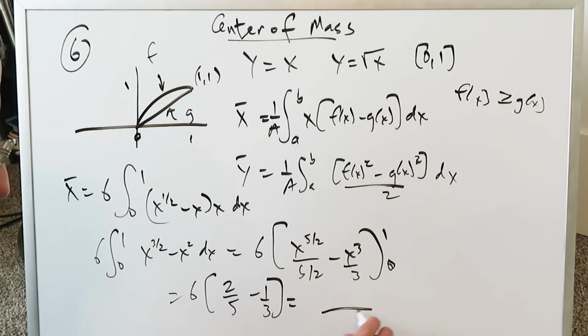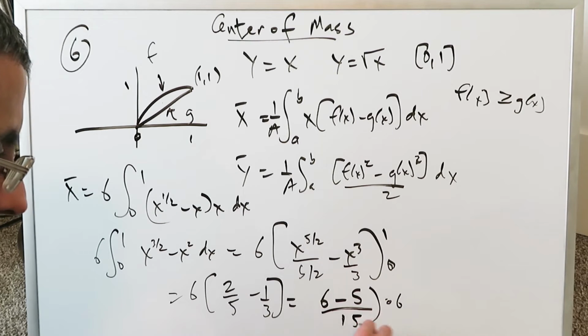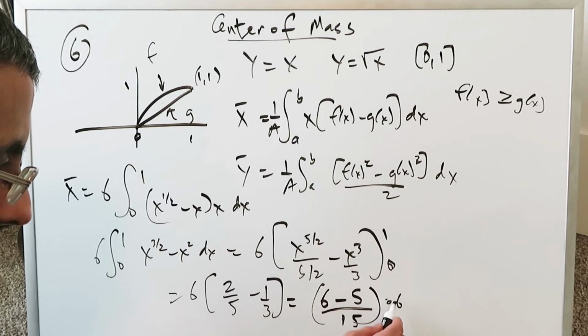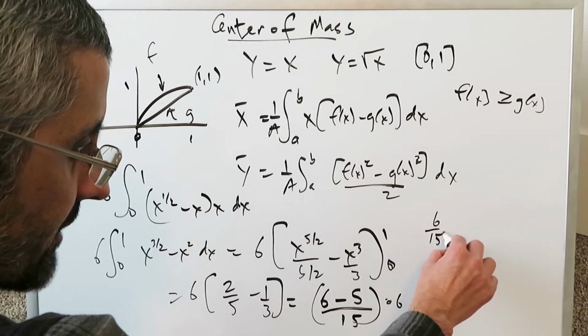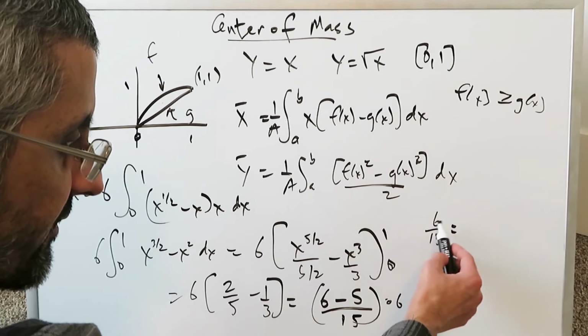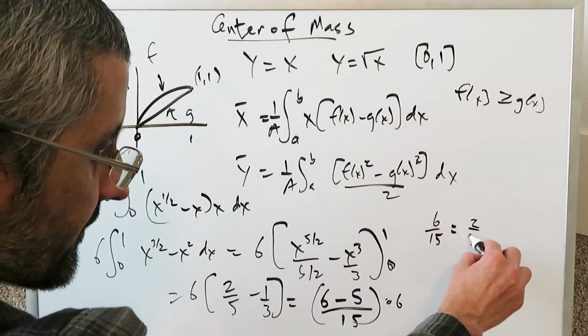That's what you really have. We have to do this. Common denominator is 15. 5 goes in 15 3 times. 3 times 2 is 6. 3 goes in 15 5 times. That's 5. And you have a 6 sitting out here. You have 1 over 15 times 6. You'll have 6 over 15. But what's 6 over 15? Simplified, you'll have 2 over 5.